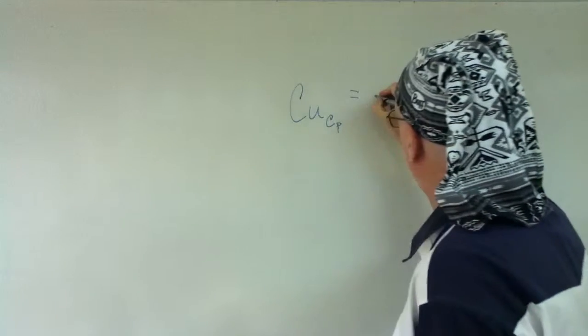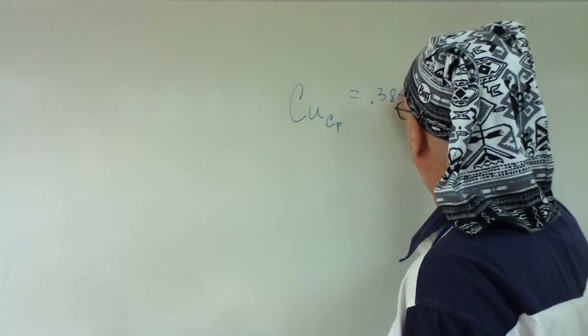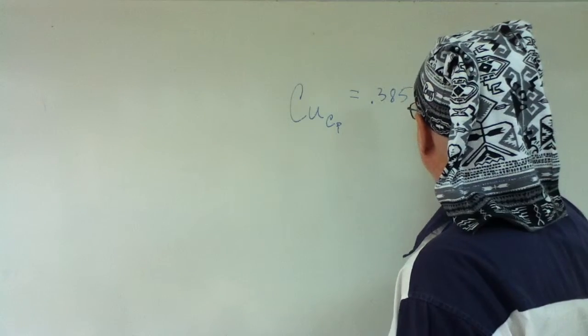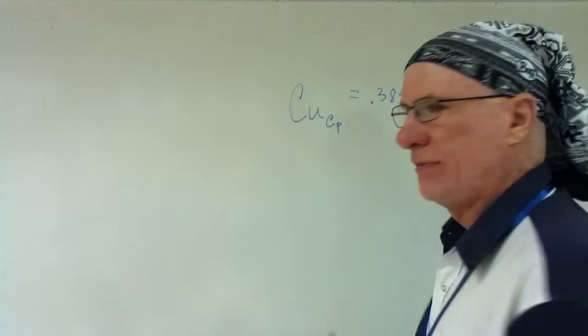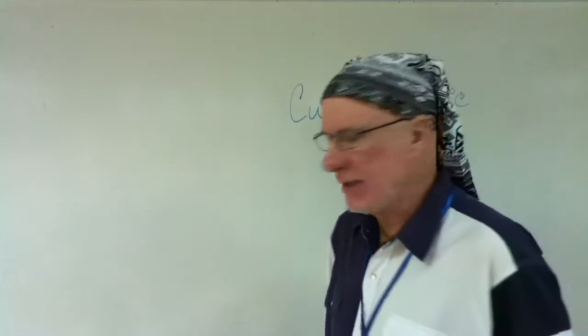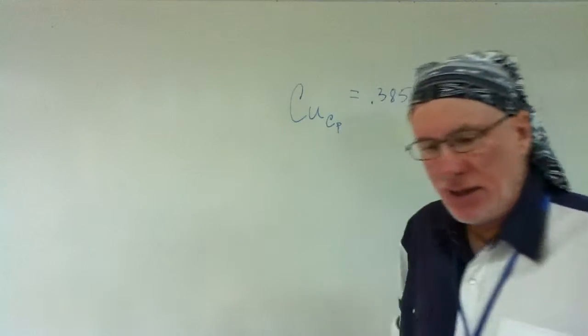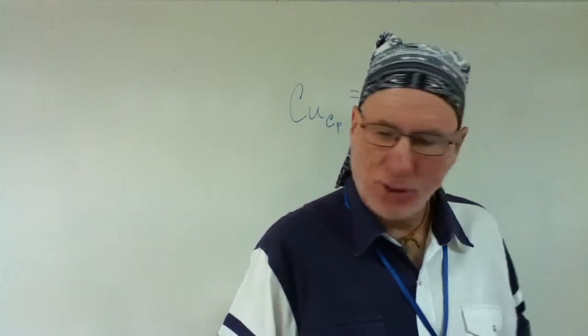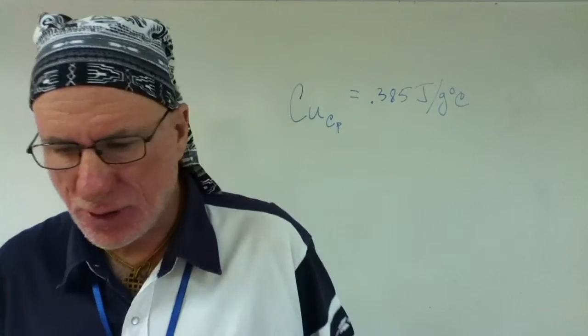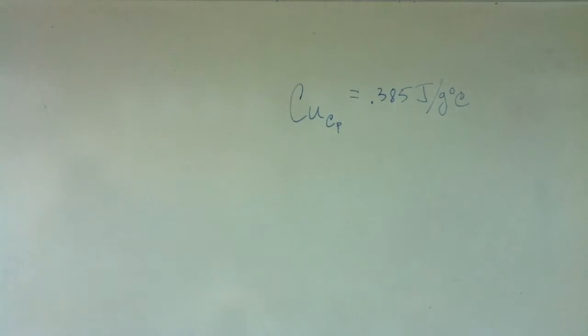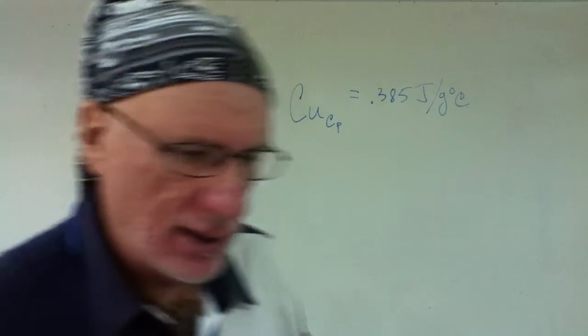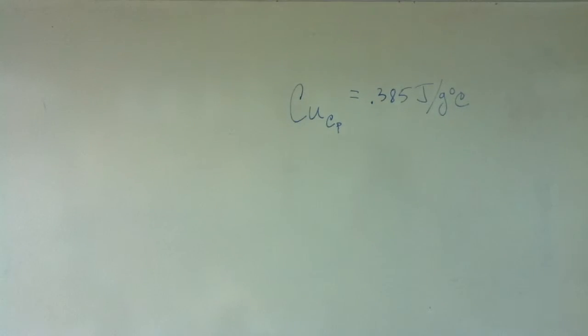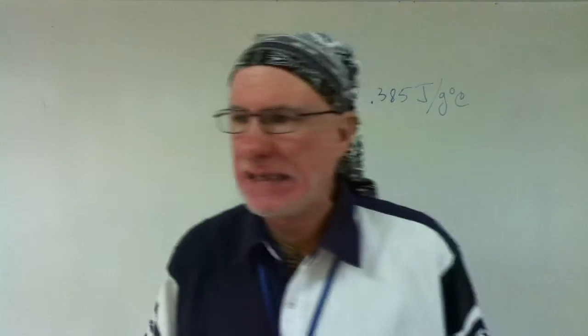specific heat capacity, constant pressure, is gonna be 0.385 joules per gram degree Celsius. Okay, that's going to be the specific heat capacity. Now, in your reading, do you remember what specific heat capacity was? I'm looking for a marker, in case you're wondering why I'm looking down. There it is.